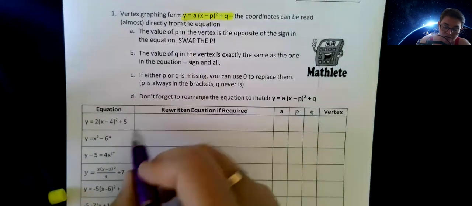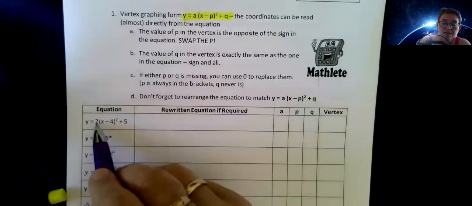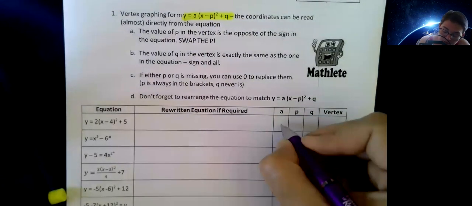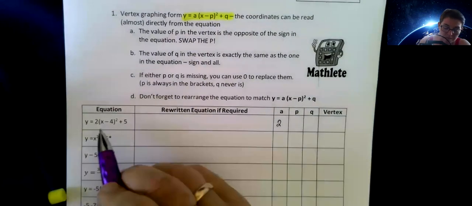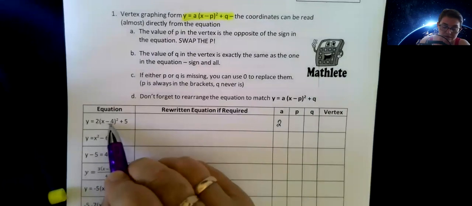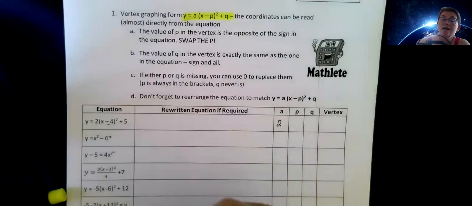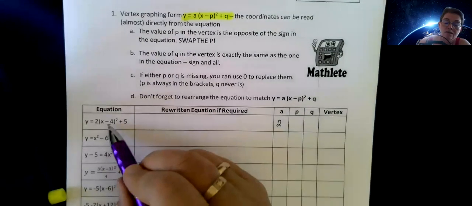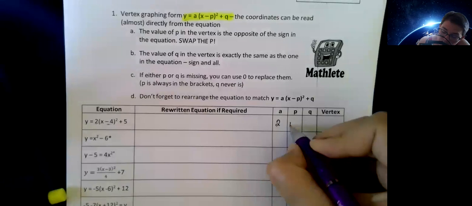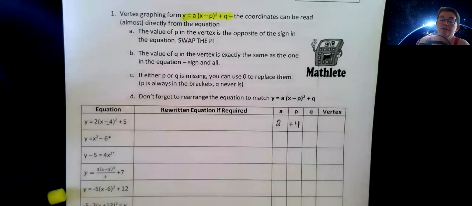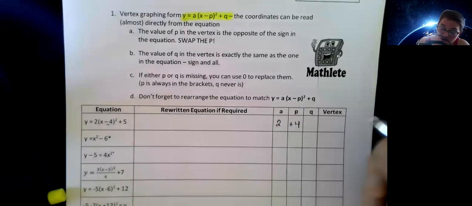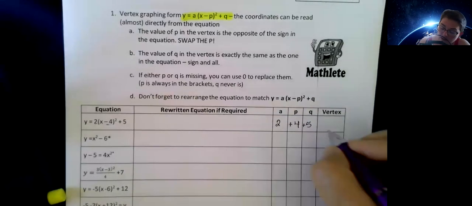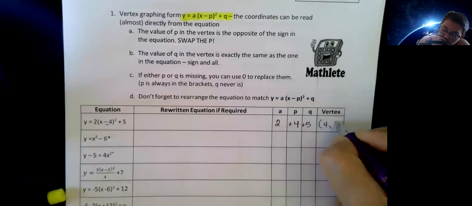All right, in this case, this equation matches that equation, so I don't need to rewrite it. So a is equal to 2. For p, this is where you're the mathlete, and you are going to swap the p. So it's minus 4 in the equation, and we're going to put plus 4. You don't need the plus, but I just want to emphasize it. And then the 5 is just going to be plain. If you want, I'll put plus 5 there. So my vertex is (4, 5).